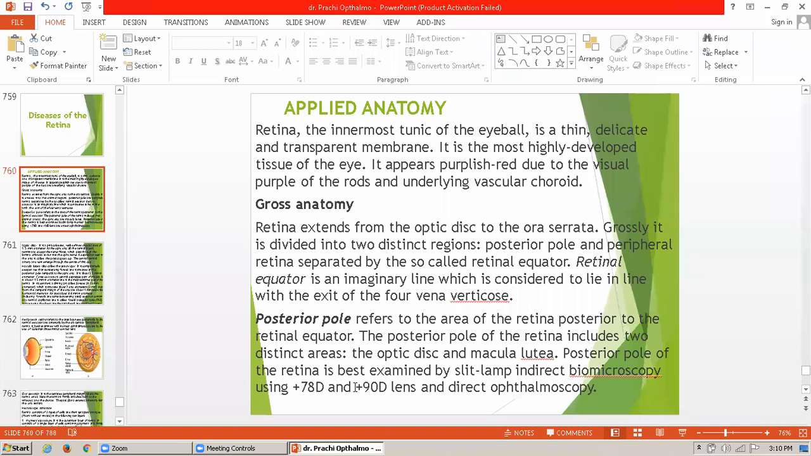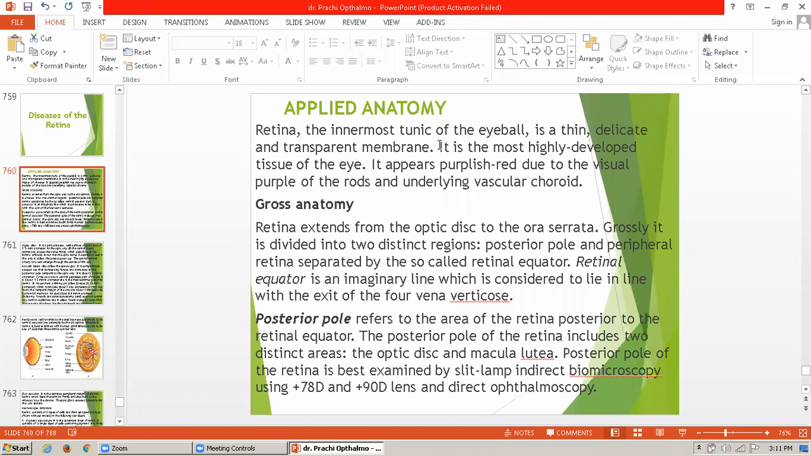The posterior pole of the retina is best examined by slit lamp indirect biomicroscopy using plus 78D and plus 90D lens, and by direct ophthalmoscopy. So, retina is the innermost unit of the eyeball. It is a thin and delicate transparent membrane, a highly developed eye tissue. It is purplish red due to the purple color of the rods and the vascular core.